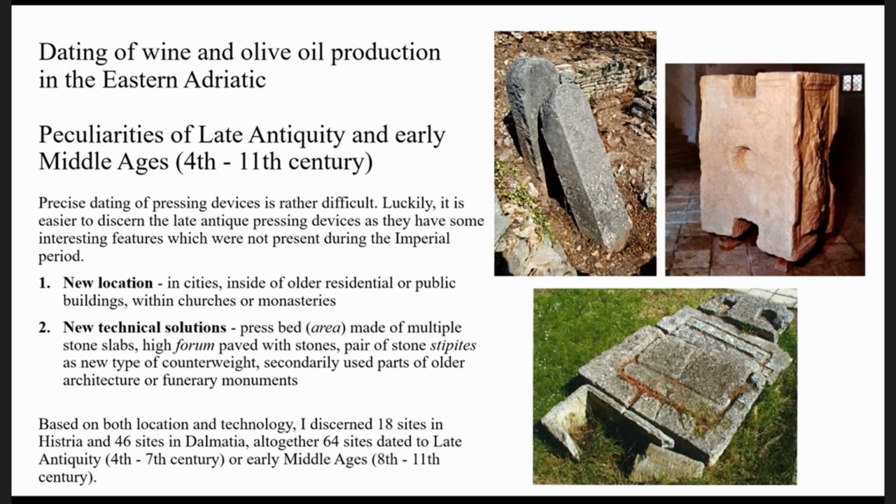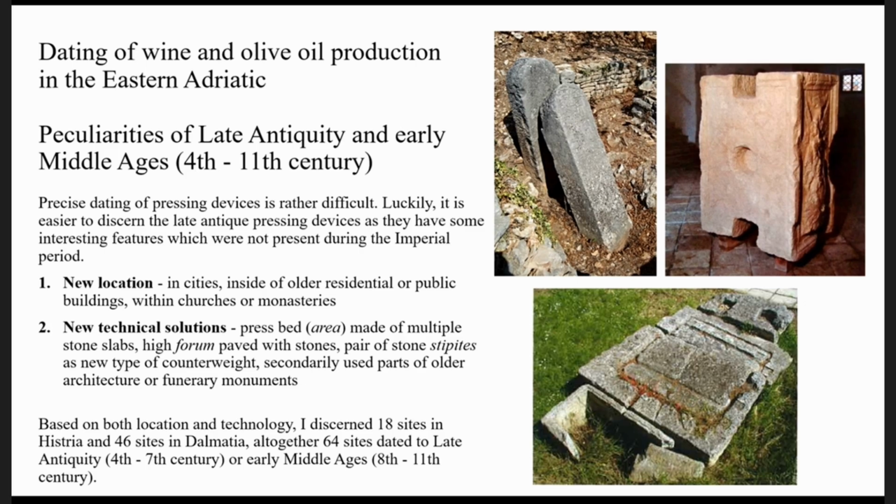Very often we can find funerary monuments or parts of the monumental architecture from the early imperial period recut as a part of the pressing devices or olive mills. Also, for example, press beds can be made of multiple stone slabs. It's something that was not imaginable in the beginnings of the Roman Empire.